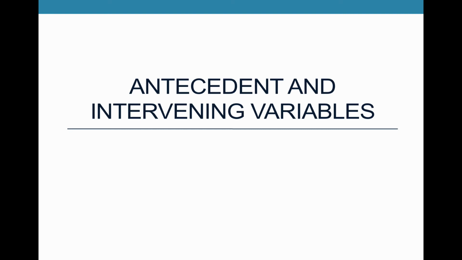This lecture defines two more types of variables that will be important in our discussion of hypotheses: antecedent variables and intervening variables. Antecedent and intervening variables will be crucial in developing a causal diagram that you can use to show how your independent variable and your dependent variable are connected. So in class, we'll be practicing how you can develop these causal diagrams.